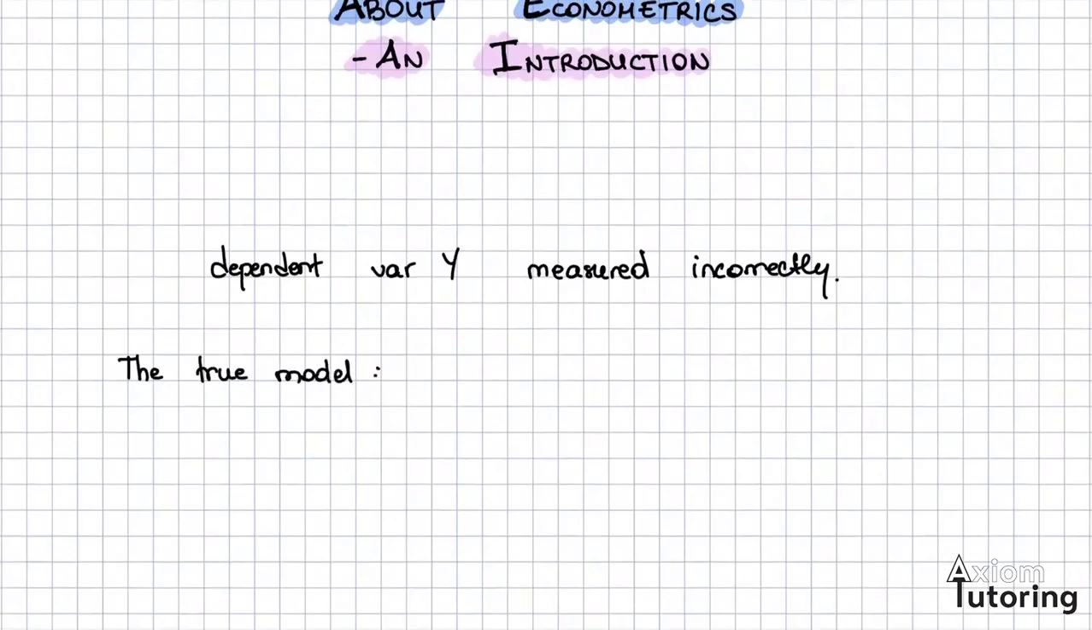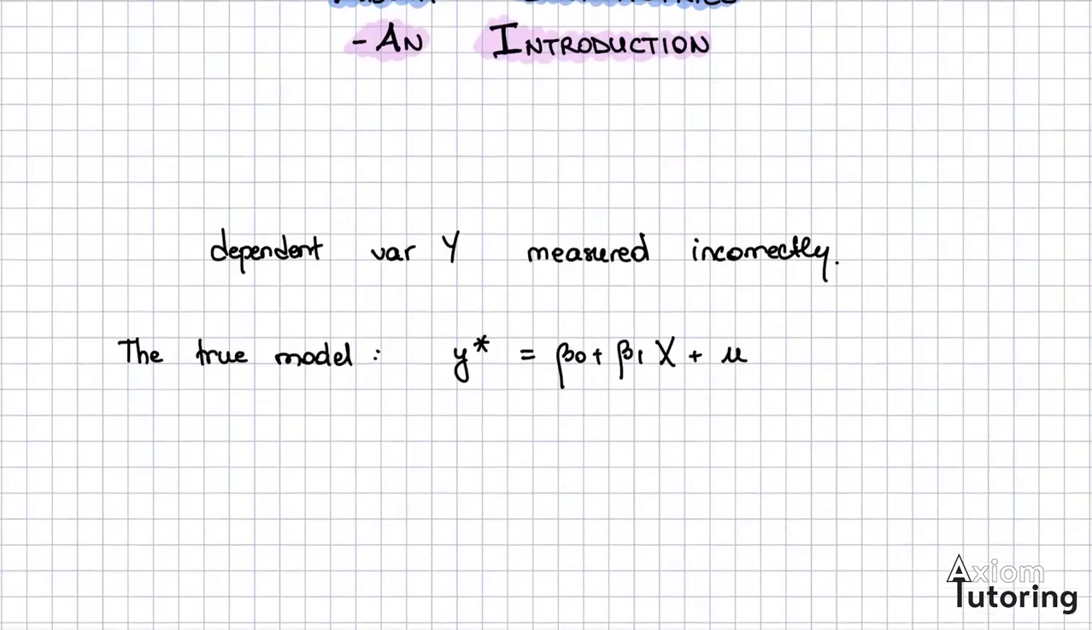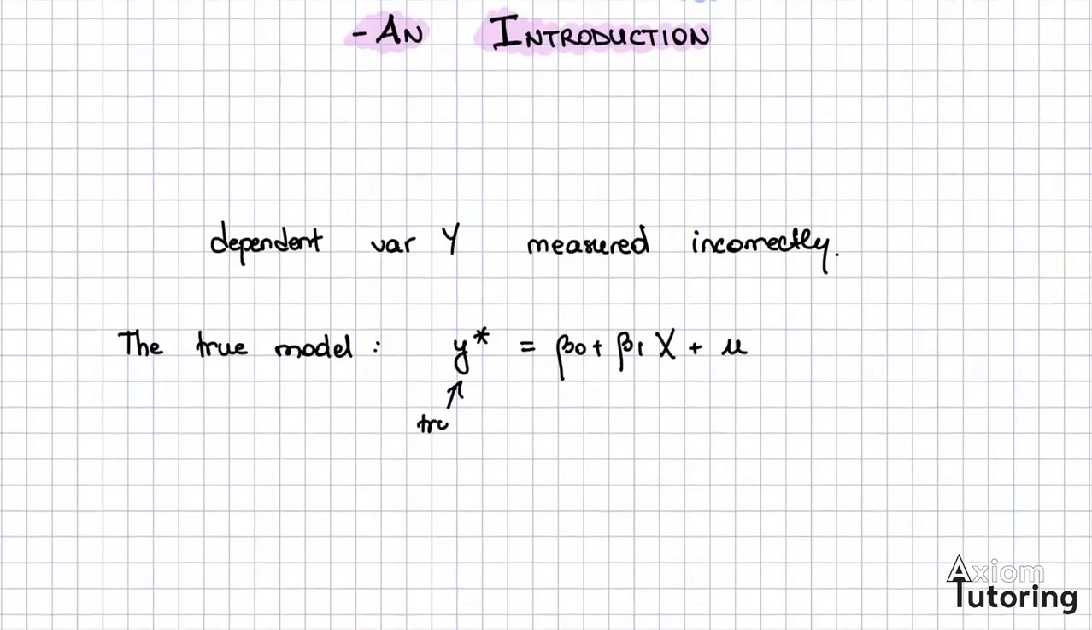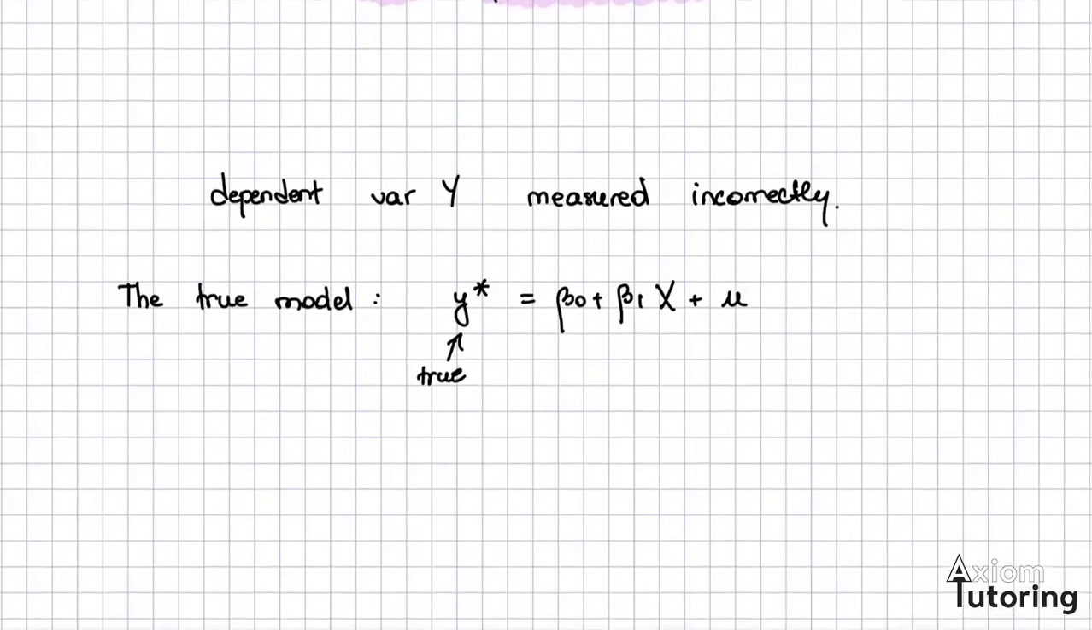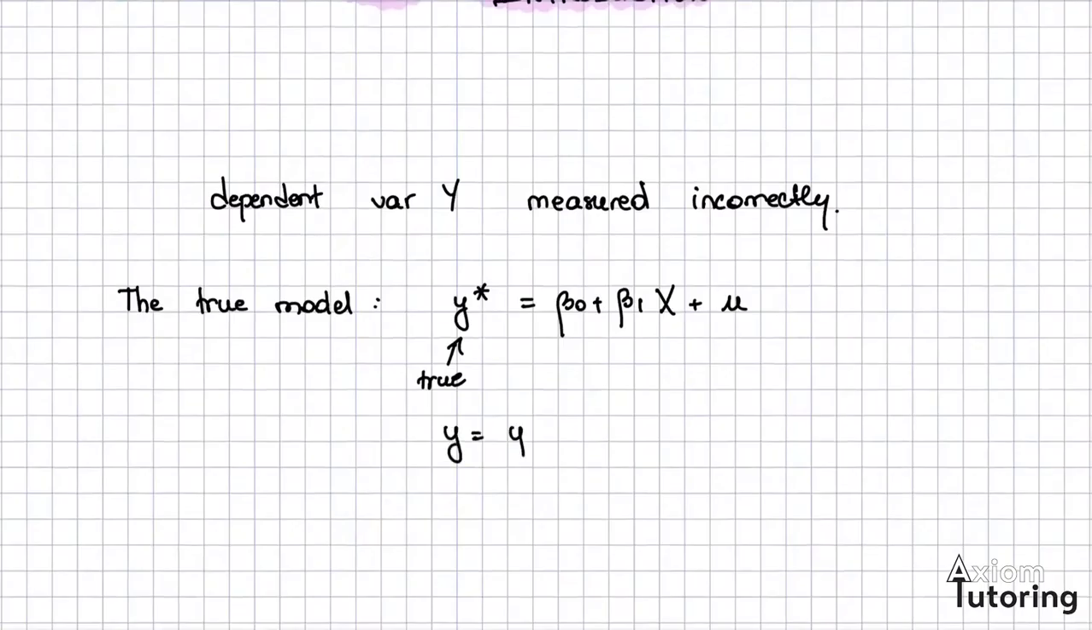And we have y star equals beta 0 plus beta 1 x plus some error term u. Now, y star is the true value. But we don't observe this true value directly. Instead, we observe y, which is equal to y star plus some error term e.